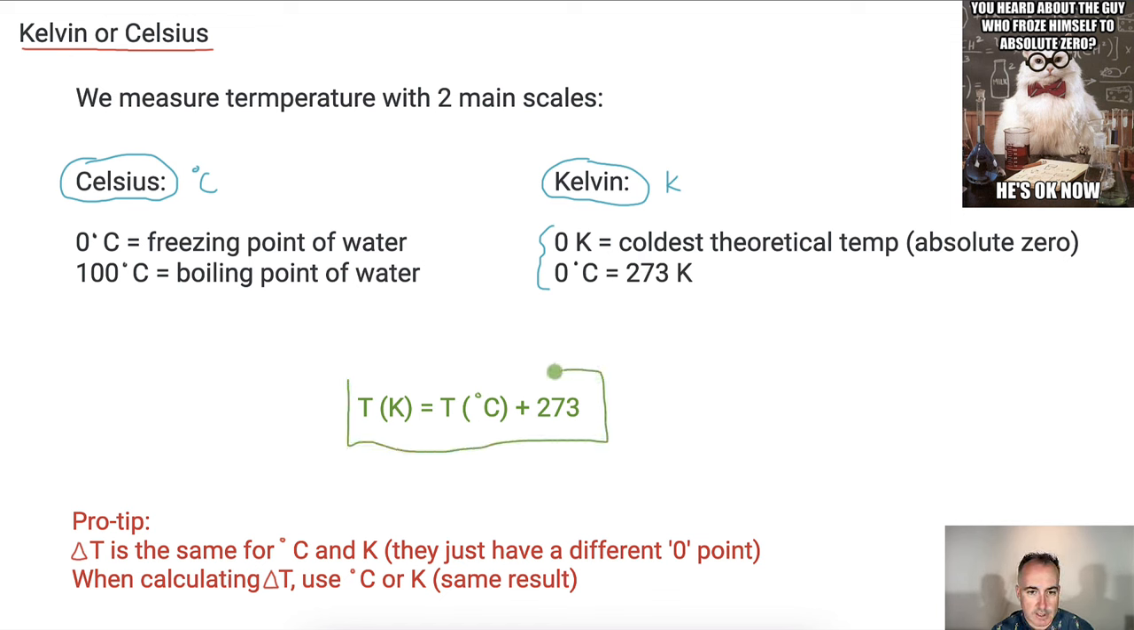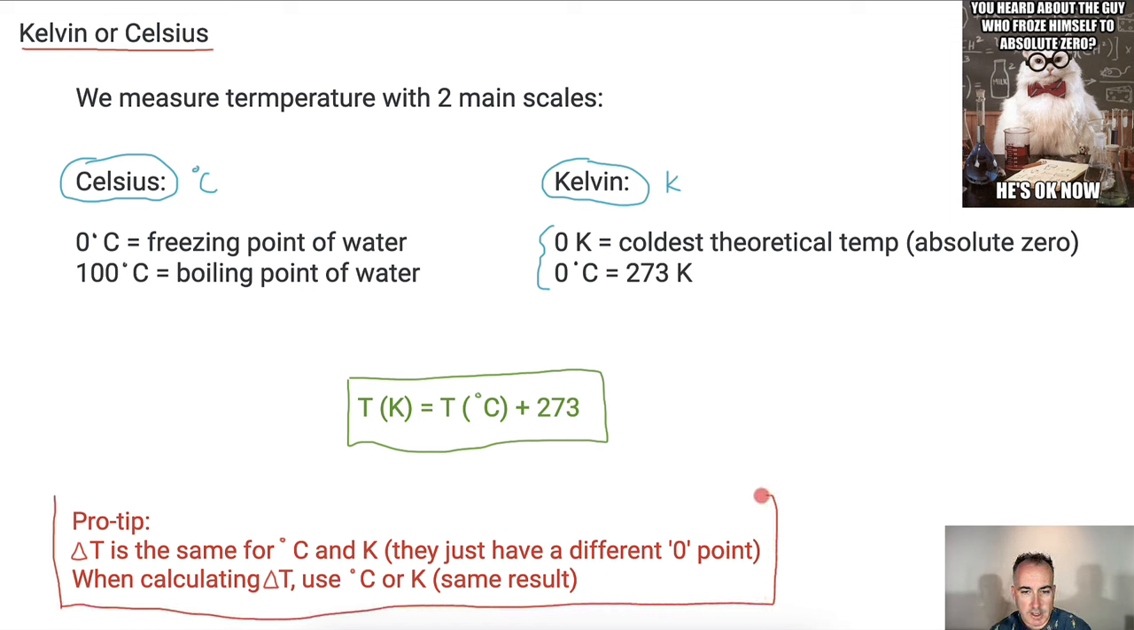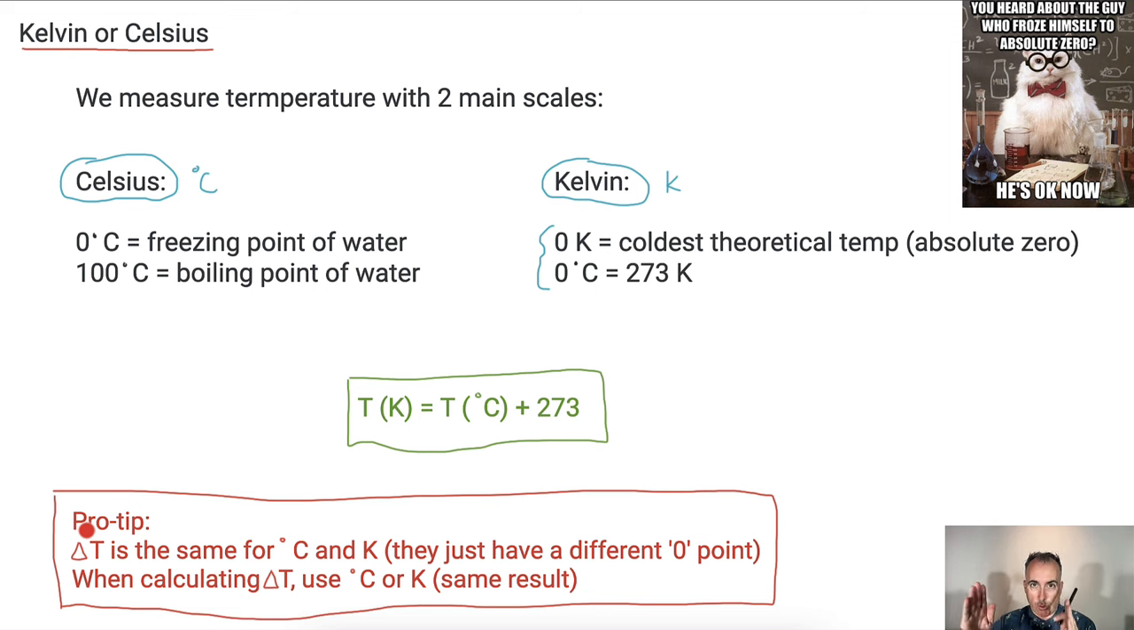The temperature in Kelvin is just equal to this, so this is something you have. And what I want to point out is something really important here for this pro tip. You can see I'm not very good at making straight lines. There we go. So the change in temperature, if we've got a delta T going on, whether you're using Celsius or Kelvin, although they have a different zero point, good news, they still go up and down by the same amount.